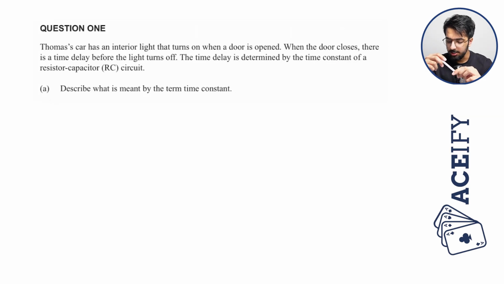Thomas's car has an interior light that turns on when the door is opened. When the door closes, there is a time delay before the light turns off. The time delay is determined by the time constant of the resistor-capacitor circuit, which is an RC circuit. Describe what is meant by the term time constant.